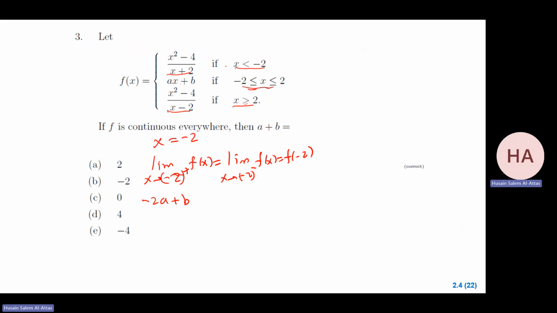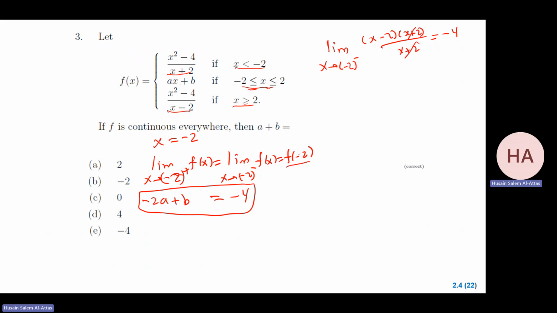From left, I need to do this, which is not difficult. X minus 2, x plus 2, over x plus 2. This is cancelled, so I'm getting minus 4. So this is equal to minus 4. This is my first equation. This will be redundant. It will be minus 2a plus b. Now for x equal 2, check the limit. 2 from right, 2 from left, f at 2.